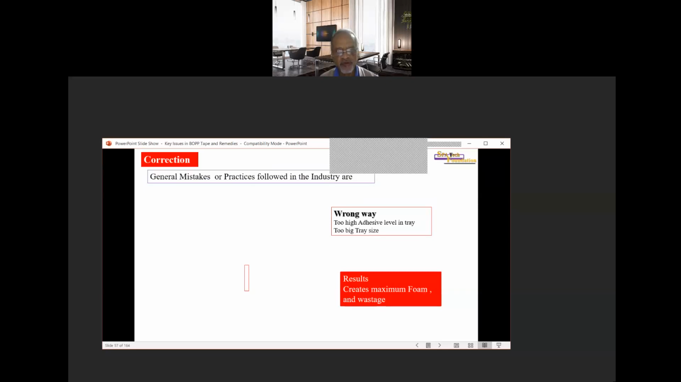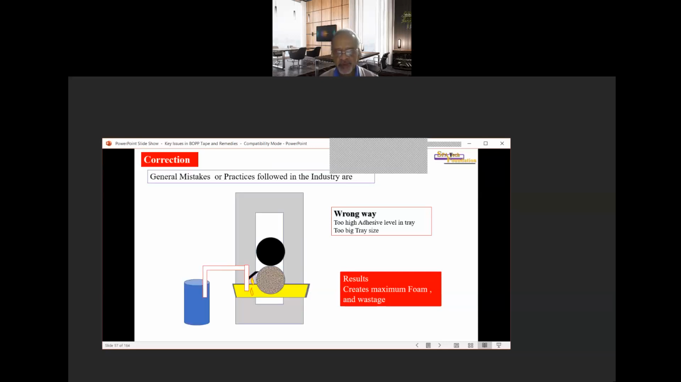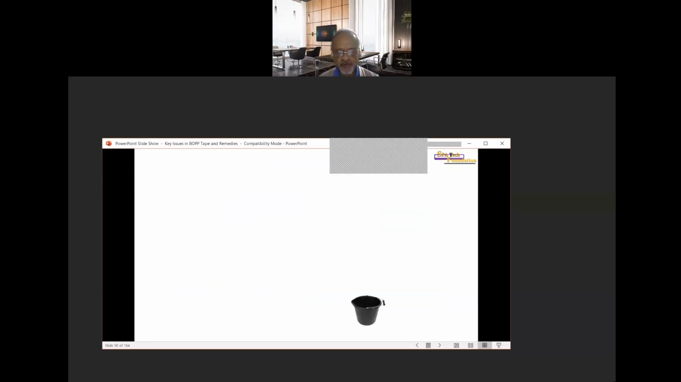General mistakes or practices followed in the industry are a too high adhesive level in the tray and a very big tray size, resulting in maximum foam and wastage. Charging of adhesive from the top is another mistake which one should avoid.